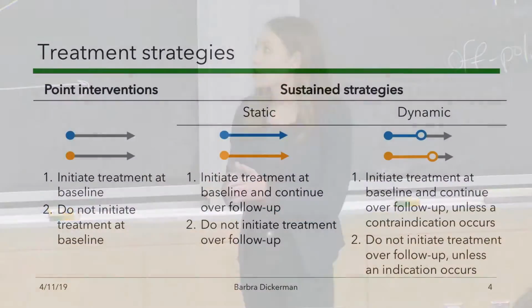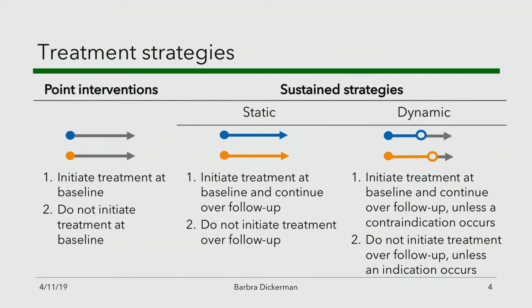So you already know this. When it comes to treatment strategies, there's three main types. There's point interventions happening at a single point in time. There's sustained interventions happening over time. When it comes to clinical care, this is often what we're most interested in. Within that, there's static strategies, which are constant over time. And then there's dynamic strategies, which we're going to focus on.